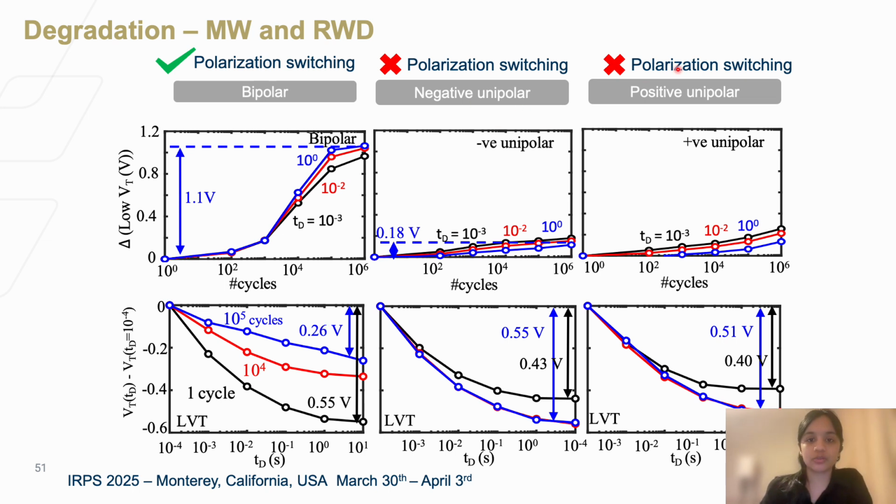But in the case of the unipolar stress cycling, we do not have polarization switching, and we see that there is very minimal VT shift in both cases, and we see that the recovery of memory window with read delay does not change with cycling, indicating that there are minimal amount of traps being generated in the unipolar case, and these traps are likely fast traps that do not affect the read delay effect that we see.